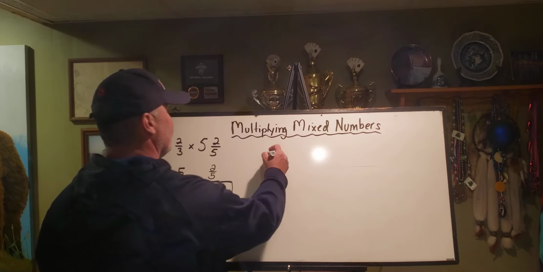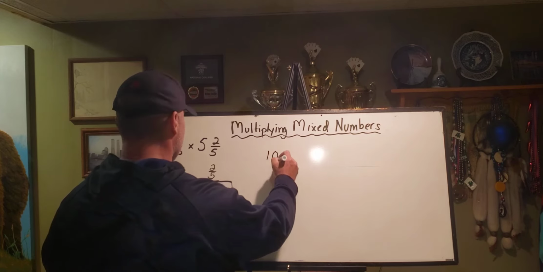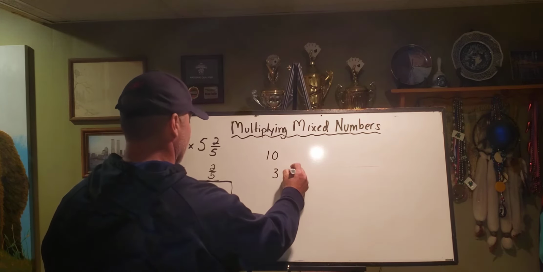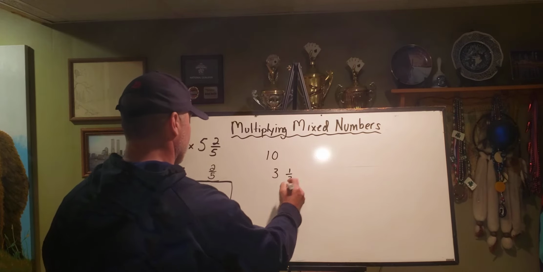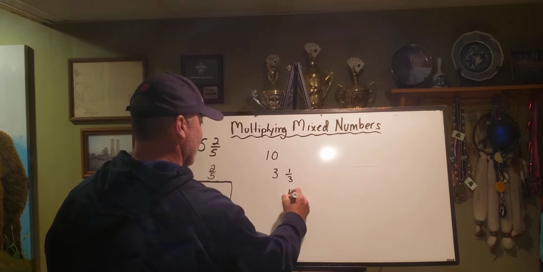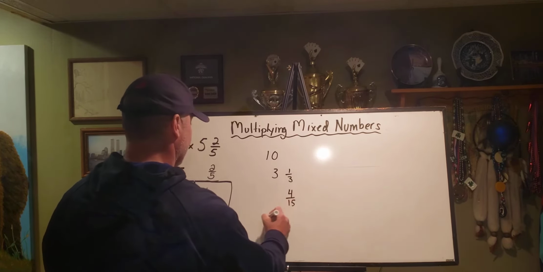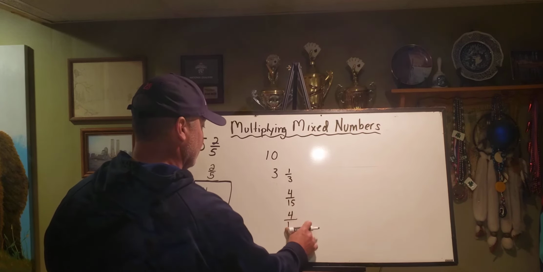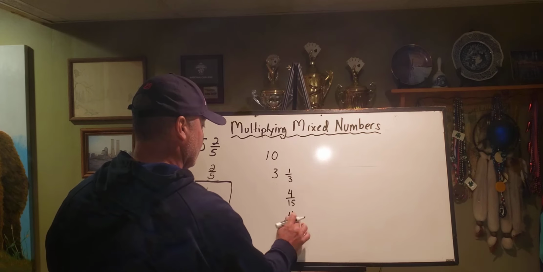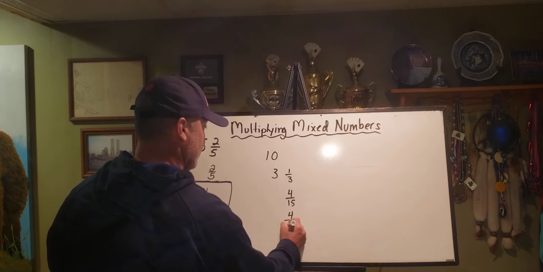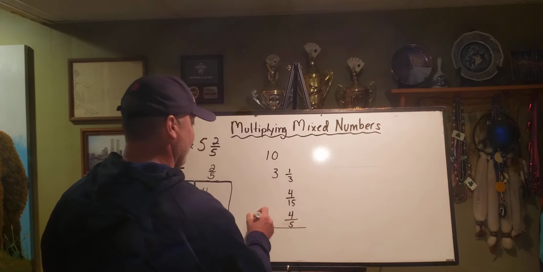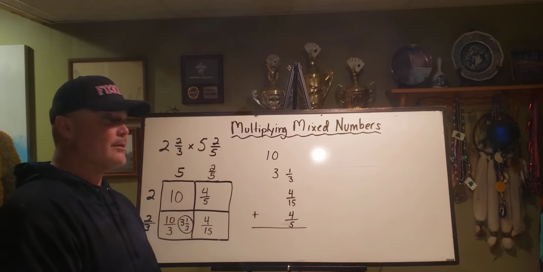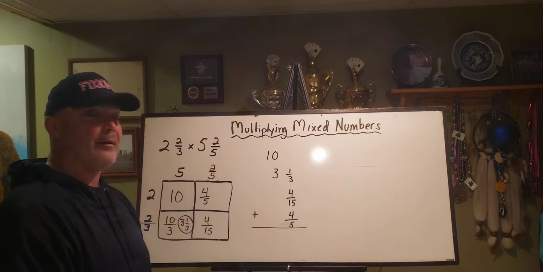Now I have to add these 4 problems together. So I like to add vertically. It makes it a little bit easier for me. So I have 10 as a whole number. I have 3 and 1/3. I have 4/15. And I have 4/5. The operation is addition. So now I find myself in a situation. I don't have a common denominator.